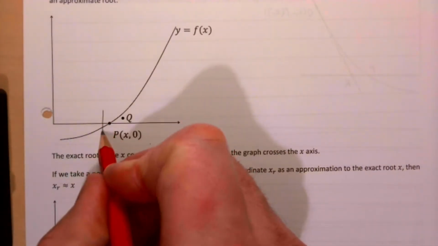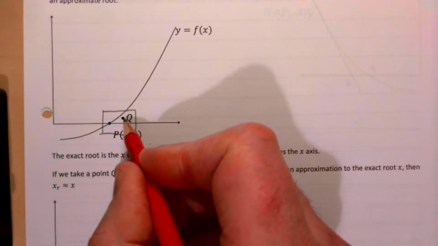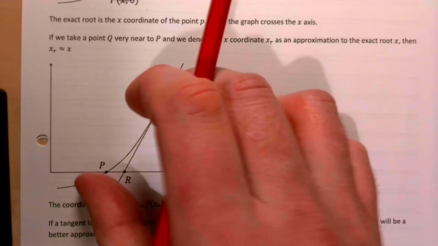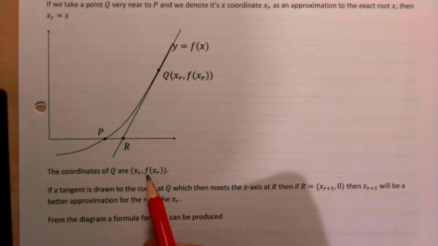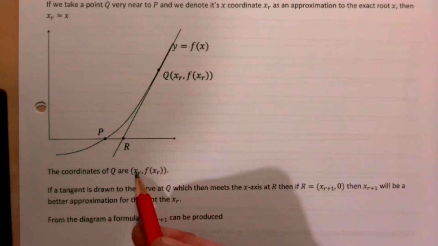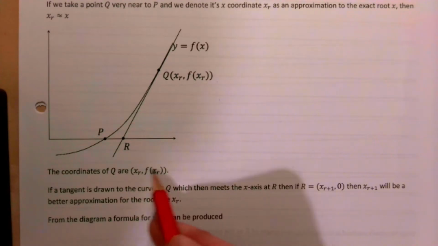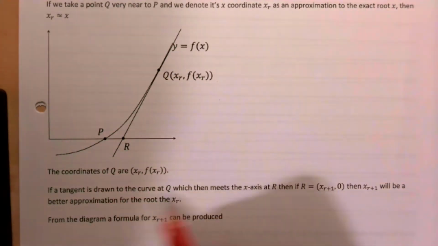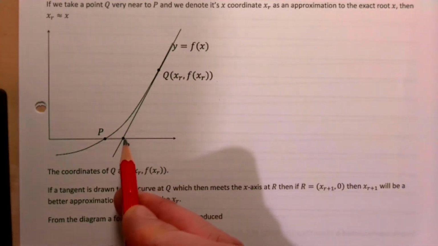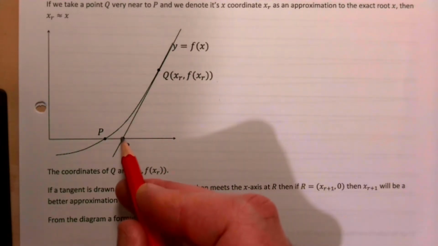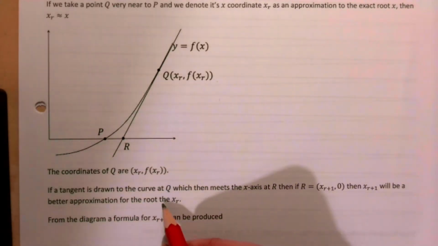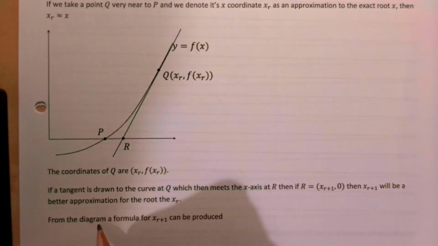So here's what we've done. We've taken this wee snapshot and made it bigger, and then put it down here, so Q is now kind of extended out. The coordinates of Q are x_r, f(x_r): you take the x-coordinate, sub it into the function, and you get the y-coordinate, f(x_r). If a tangent is drawn to the curve at Q, which meets the x-axis at R, and this is my next best guess, (x_{r+1}, 0), then x_{r+1} will be a better approximation for the root. From the diagram, a formula for x_{r+1} can be produced.